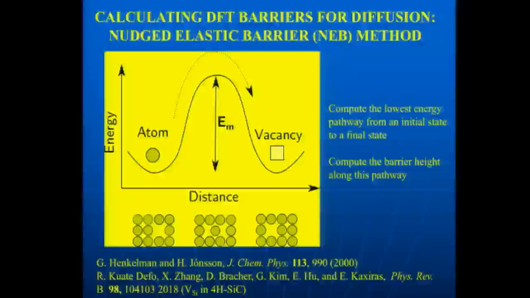This method was originally proposed by Henkelman and Jónsson, and it was used by Kouate Defo, Evelyn Hu, and Tim Kaxiras in looking at the diffusion of vacancies of silicon in the 4H polytype of silicon carbide.